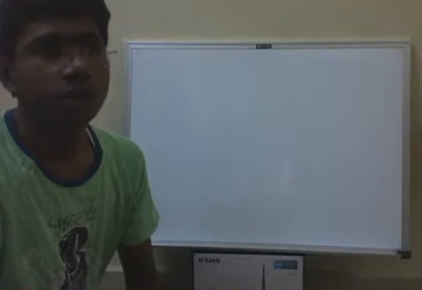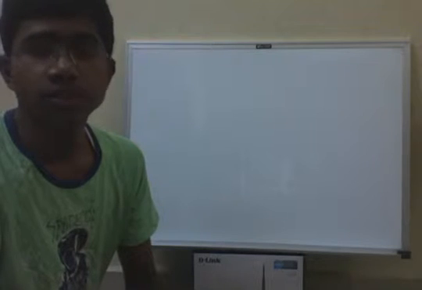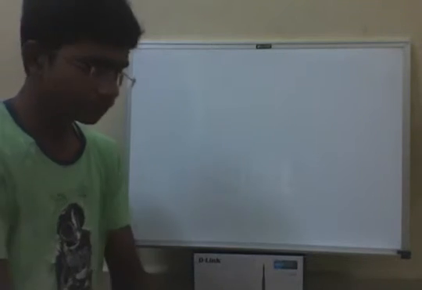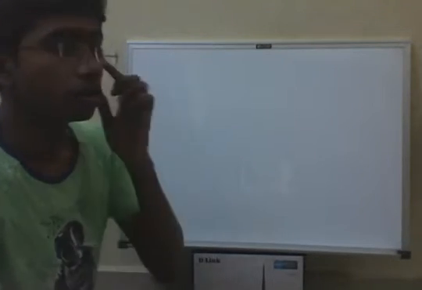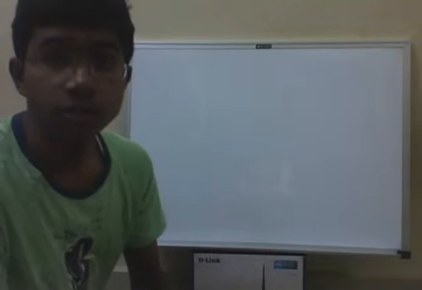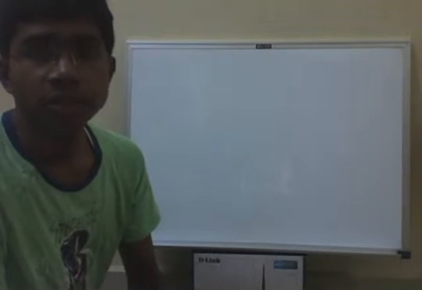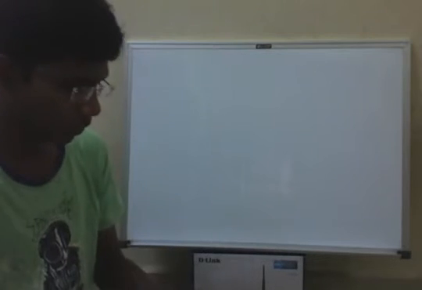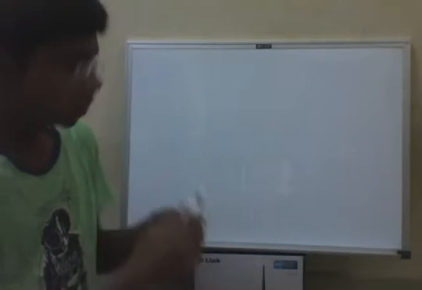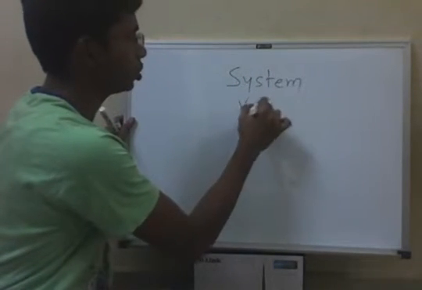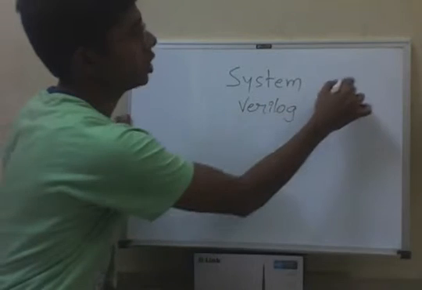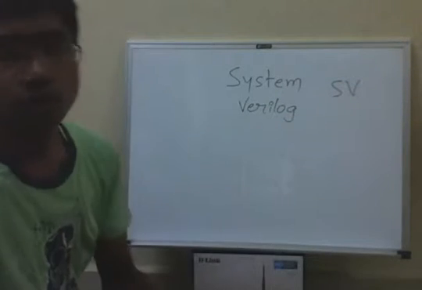SystemVerilog stands for a design and verification language for both ASIC and FPGA in the rail asset domain. In recent technology, it is playing a vital role. In this lesson, we are going to see about data types in the SystemVerilog language. Sometimes they call SystemVerilog as SV in short form.